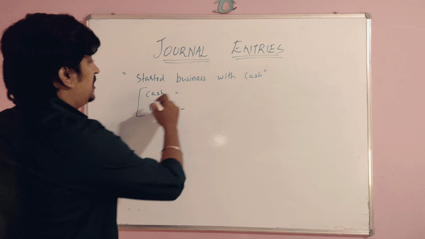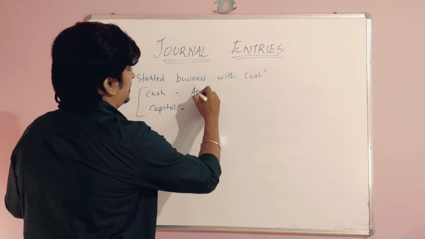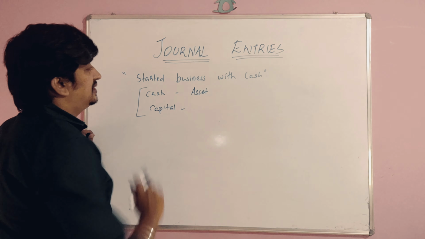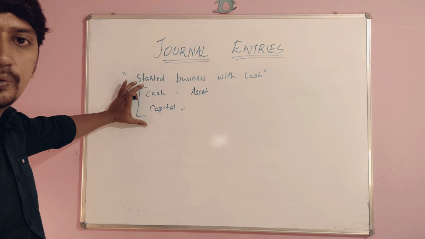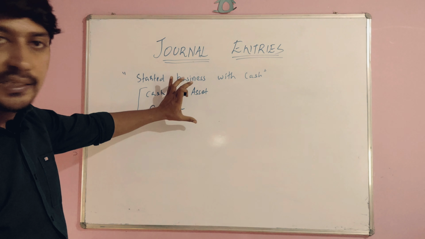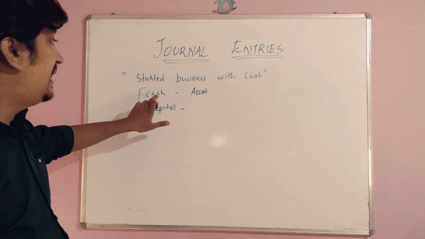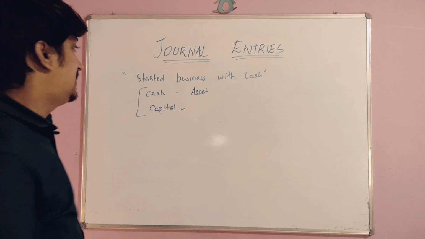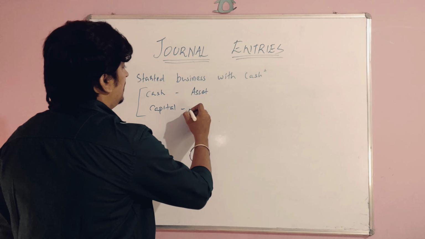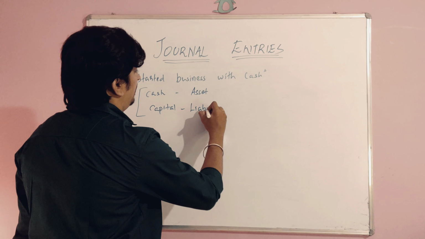Cash, we already know that it belongs to the category asset. So that is the second step. First step, find out the two accounts affected. Next step, find out their category. Cash belongs to the category asset, and capital belongs to the category liability.